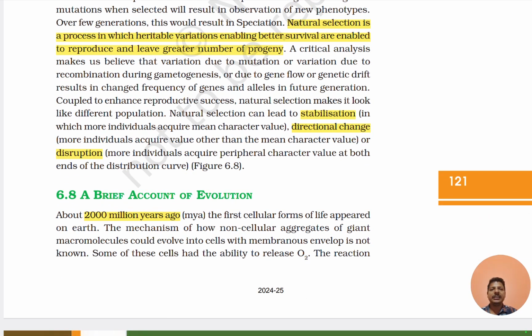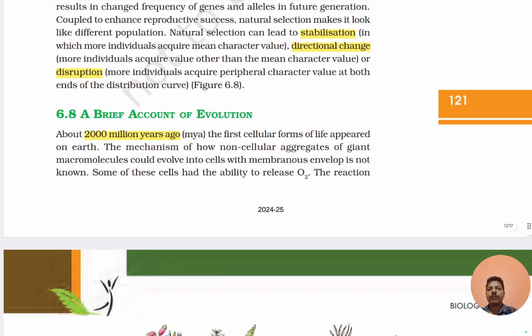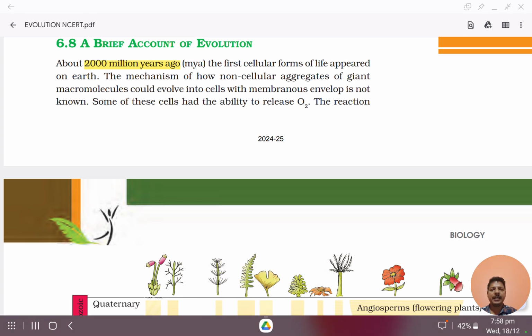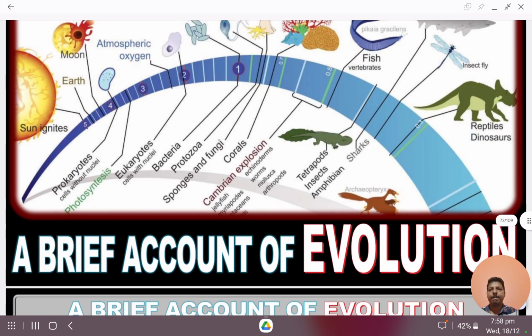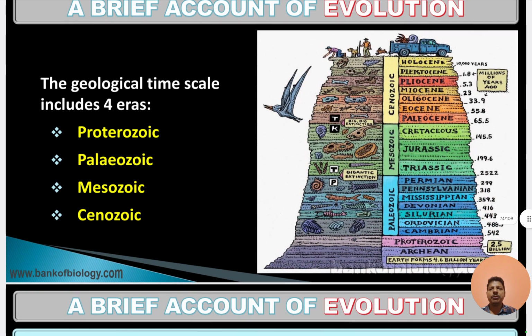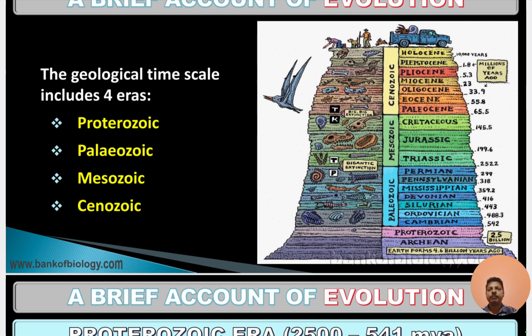Natural selection can lead to stabilization, directional changes, or disruption. Then, a brief account of evolution. Let's see the PDF here. The geological time scale includes 4 eras: Proterozoic, Paleozoic, Mesozoic, and Cenozoic.